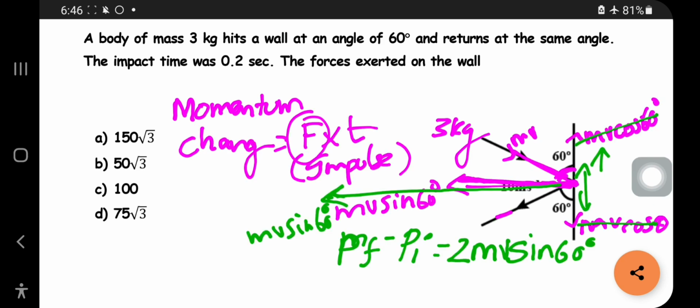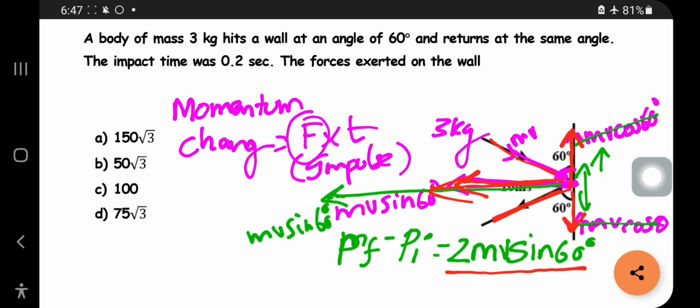So guys, in this case what is happening, I'll explain in detail. The thing happening here is that this mv cos theta and this mv cos theta are getting cancelled. Here, mv sin theta due to this one and mv sin theta due to this one are getting added up. So the change is 2 mv sin 60 degrees.